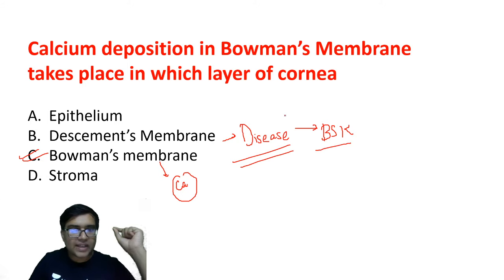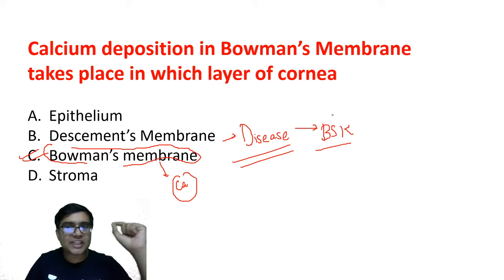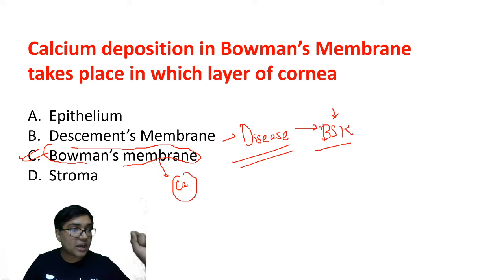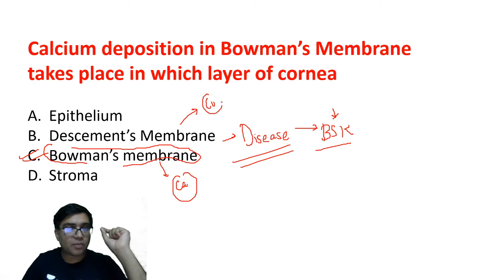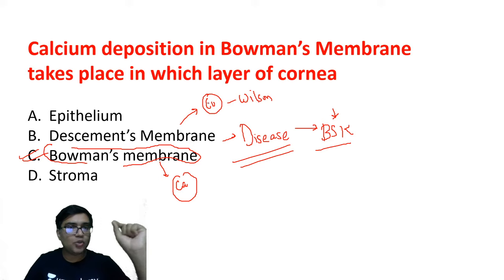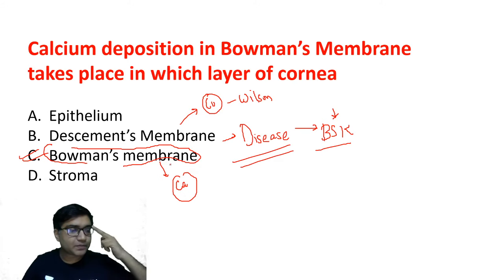Here, in Bowman's membrane you have calcium deposition seen in band shaped keratopathy. Remember, Dr. Rahul, in Wilson's disease there is deposition of copper in the cornea, and that takes place in Descemet's membrane. So Descemet membrane has copper deposition in Wilson's disease. In band shaped keratopathy you have calcium deposition. Is it clear, Dr. Rahul?